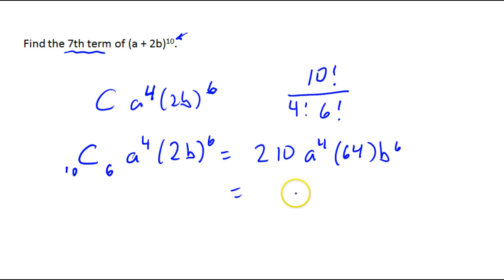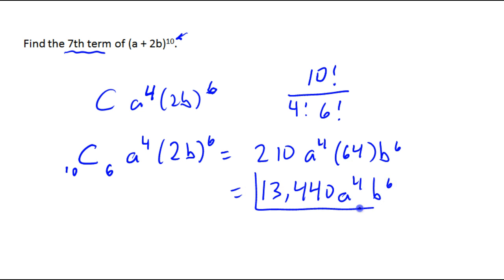And 210 times 64 is 13,440. A to the fourth, b to the sixth. And that is the seventh term of a plus 2b raised to the 10th.